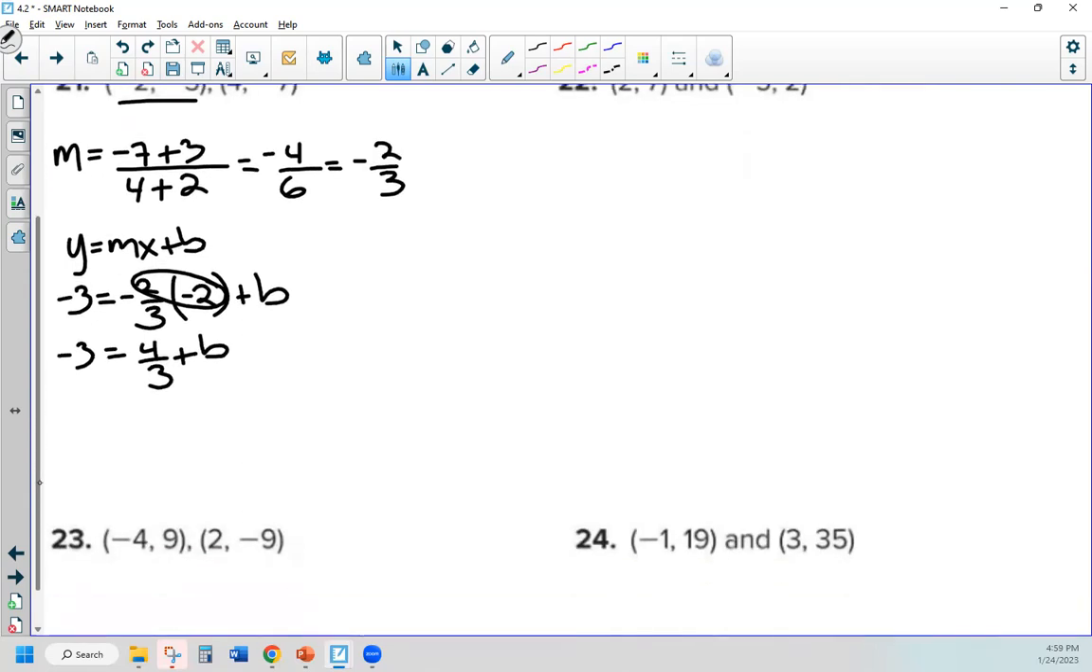What do I do here? I take 4/3 to the other side by subtraction. So minus 4/3, minus 4/3. Cancel, cancel. Okay, so look at what we're doing. We're doing negative 3 minus 4/3. What we want to do here is change 3.